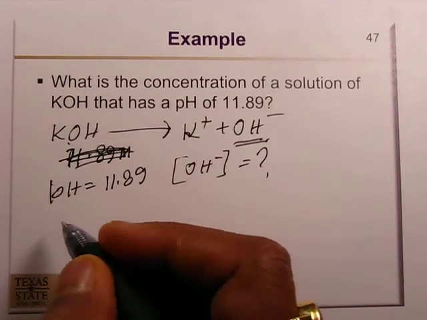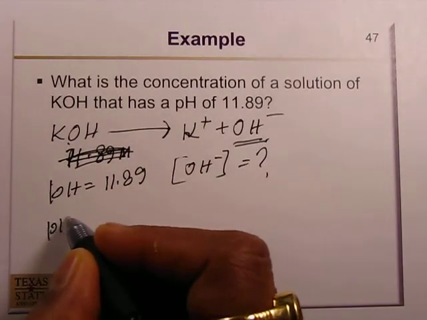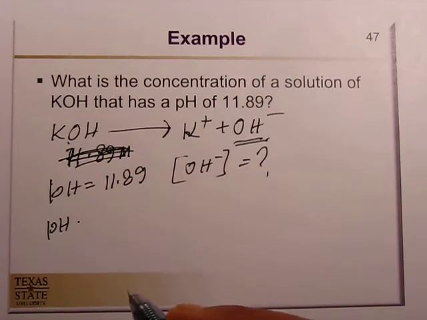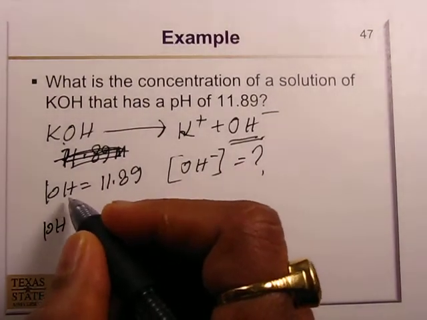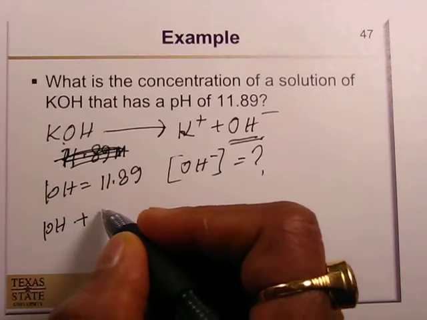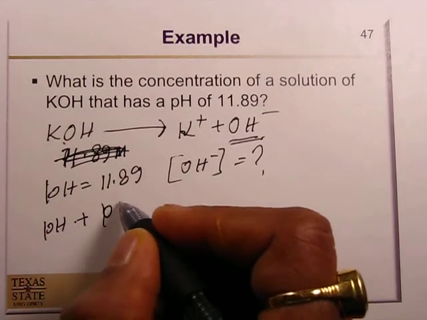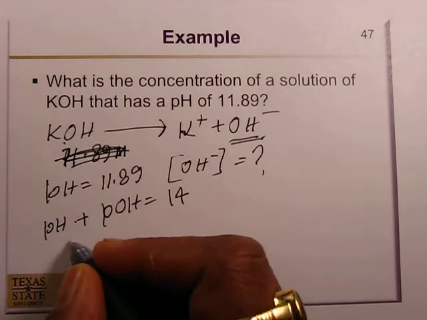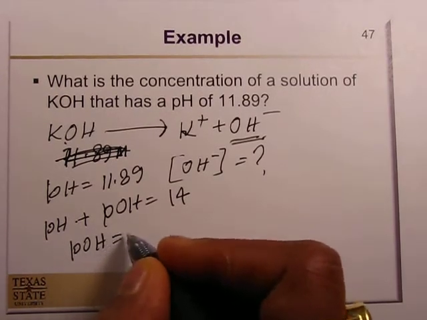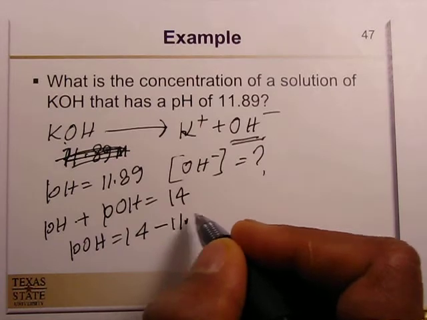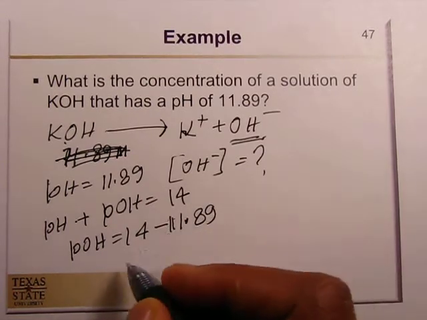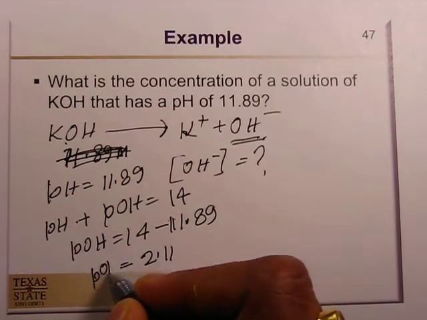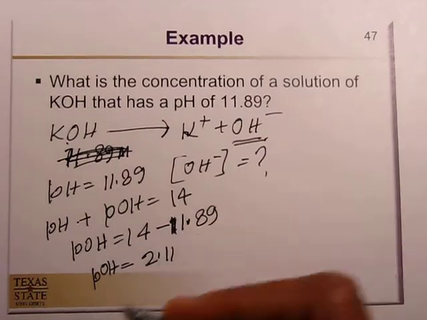So we know that pH plus pOH will be equal to 14, and pOH will be equal to 14 minus 11.89, which is equal to 2.11. So first we calculated the pOH. What will be the pOH for this solution? 2.11.